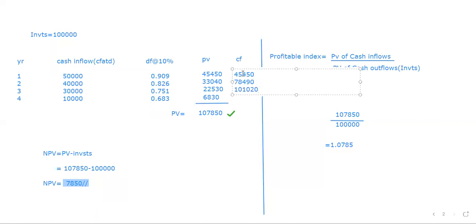Then last we are going to add the last one. So 1,01,020 plus 6,830 is equal to 1,07,850. The last answer, whatever we got, 1,07,850. This is the answer we have got.